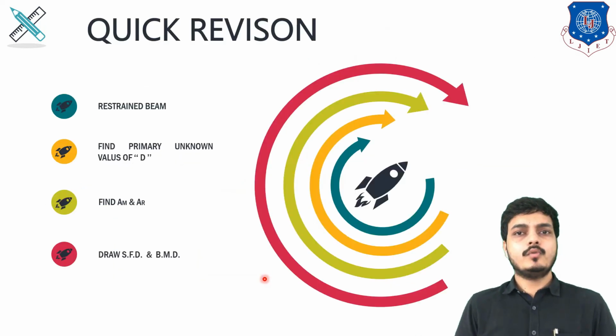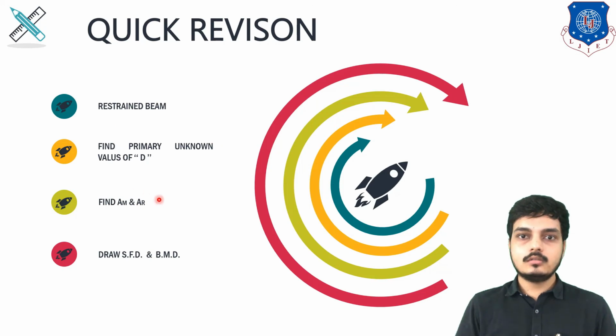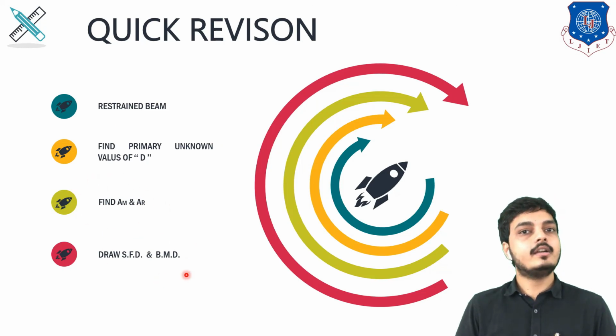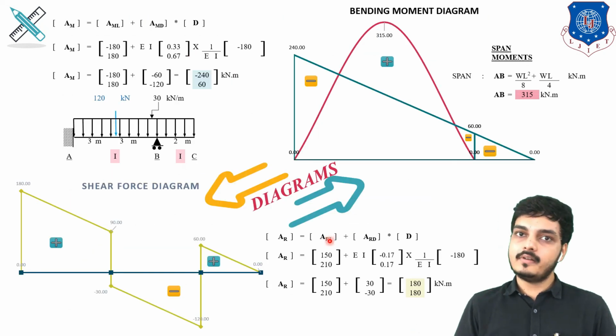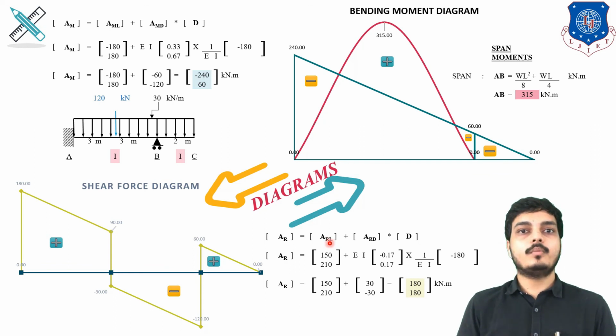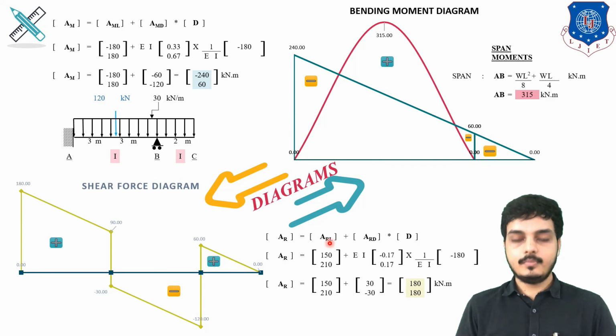Let's have a quick revision of what we did till now. We have restrained our beam, found out the primary unknown, found out AM and AR, and then drawn the shear force and bending moment diagram. So first we restrained our beam, then found our primary unknown, then our final reactions and moments. So this is how we have to perform in our exam. We don't have to mention or give reference of the formula. That is just for your reference. For the exam, you have to solve simply just like this.